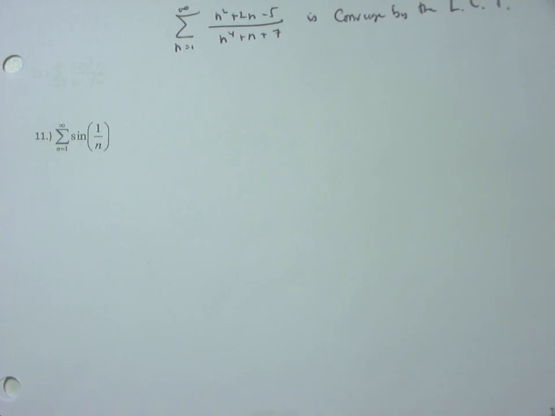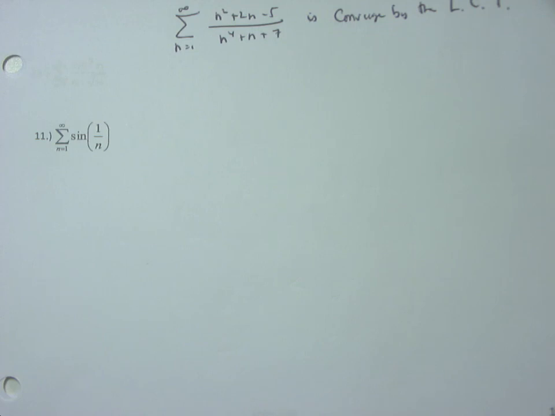This next one is a problem that is unusual, but it actually works. It's the sum as n goes from 1 to infinity of the sine of 1 over n. I'm throwing a trig function at you guys. But if you look at this trig function, you should notice something. The thing that just stares you in the face is that 1 over n.